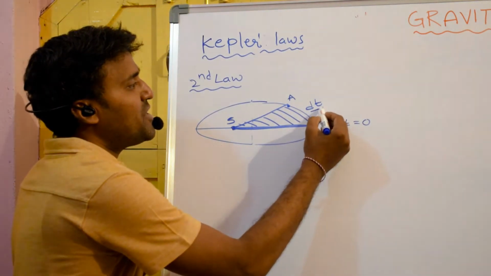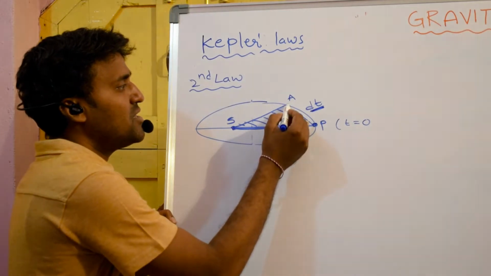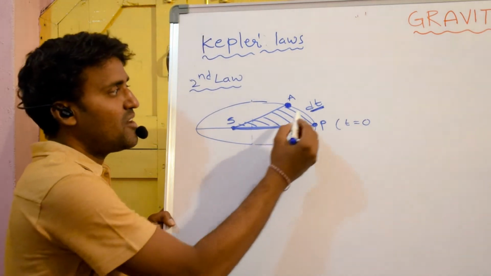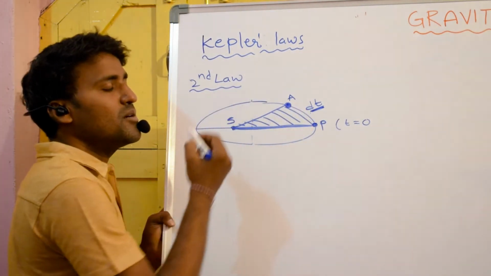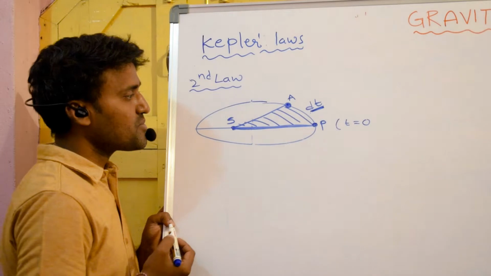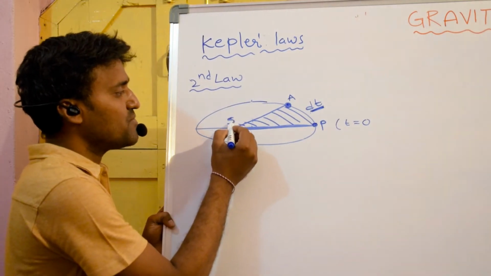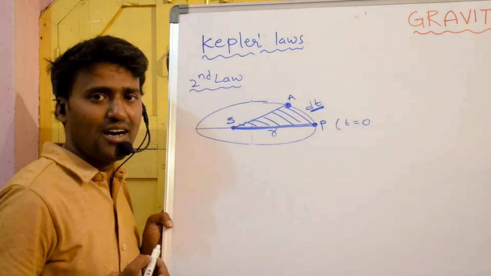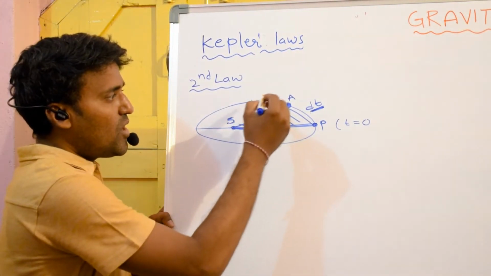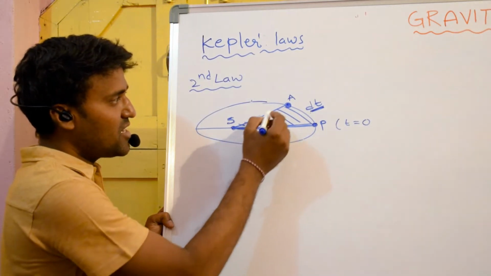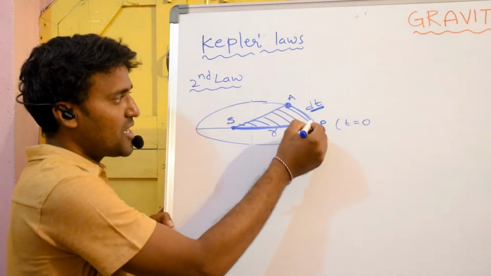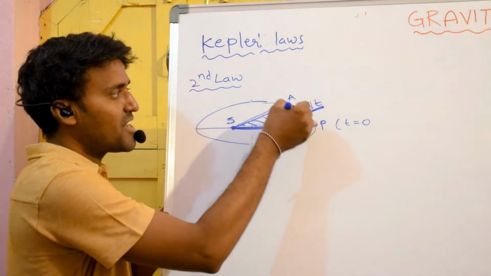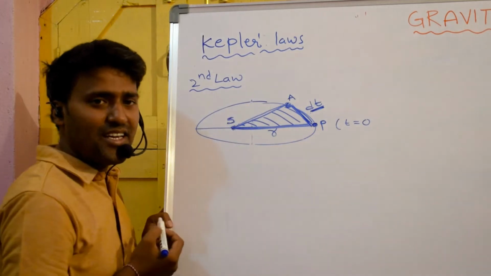At t equal to 0, the planet position is at point B. After dt time interval, the planet reaches the point A position. This is the sun position, and the distance from here to here I am writing as r. Now I want to find the area under the curve. It looks like a right angle triangle. We have to consider this as a straight line. It is one right angle triangle.